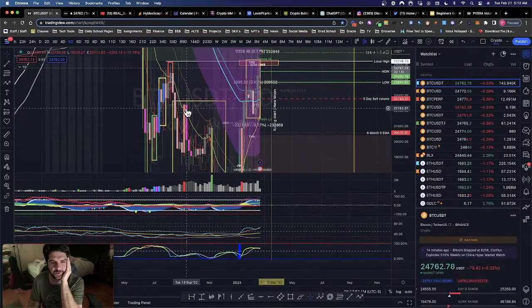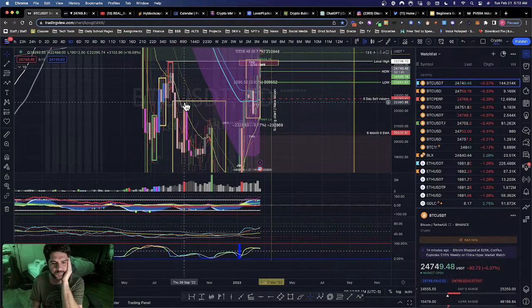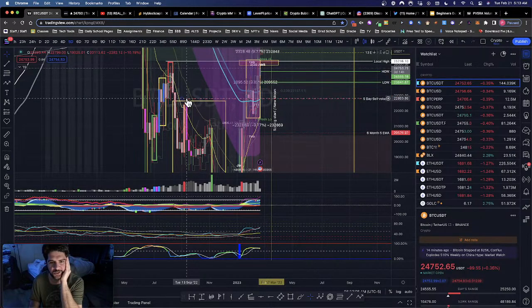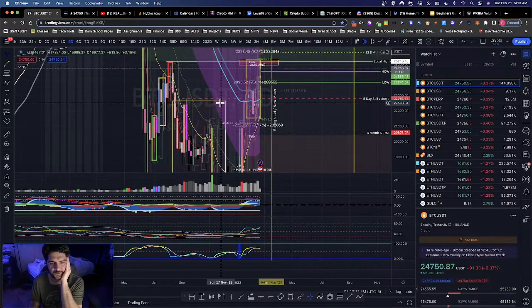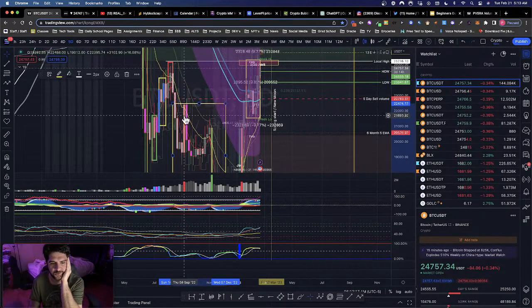Alright, right here. This stopping volume candle on your 5-day, this is the last place they went short from. So if they do have shorts still open from here, you don't want to see this. You want to see this hold no matter what. You want to see 22,783 hold. That's in essence everything. If that doesn't hold, and they still have this open, it's no bueno.